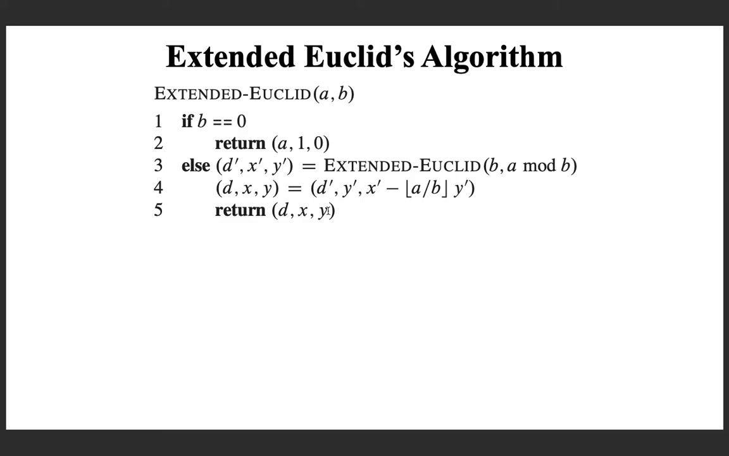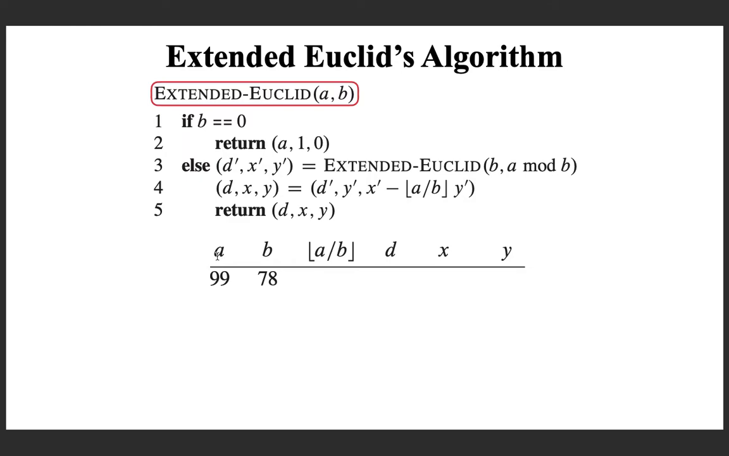Now you see that you are not only getting the GCD of a and b as d, you are also getting x and y such that d is nothing but a multiplied by x plus b multiplied by y. Maybe we can look at an example execution for the extended Euclid's algorithm.